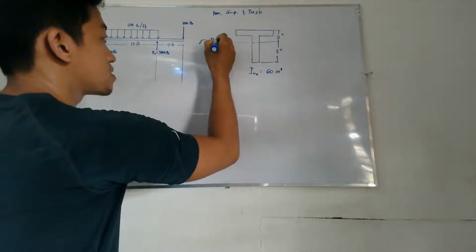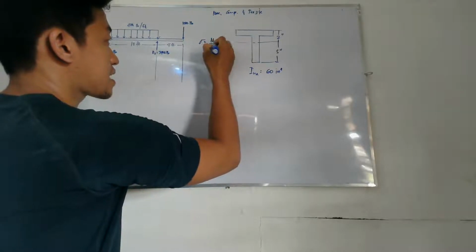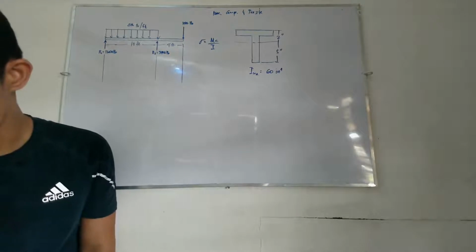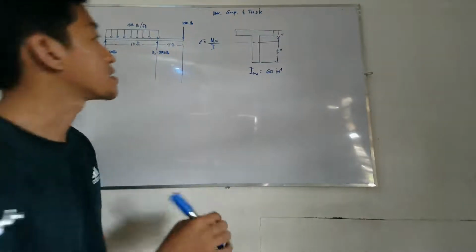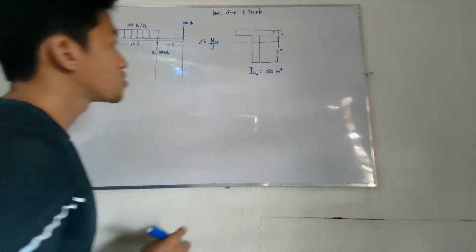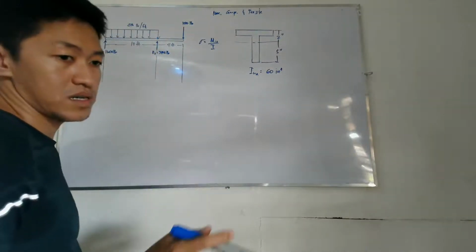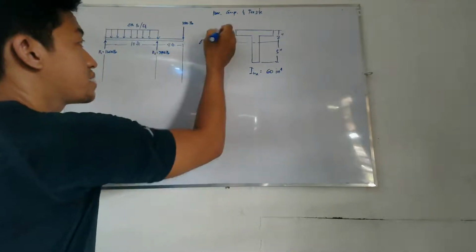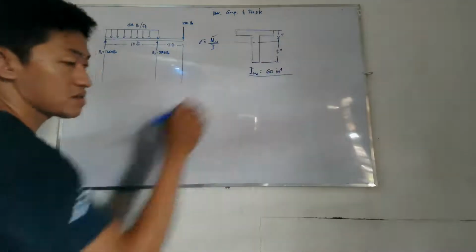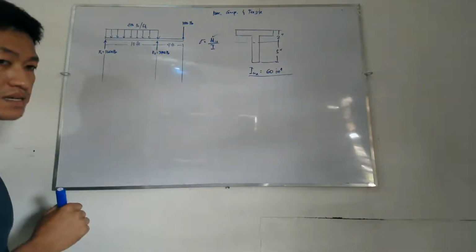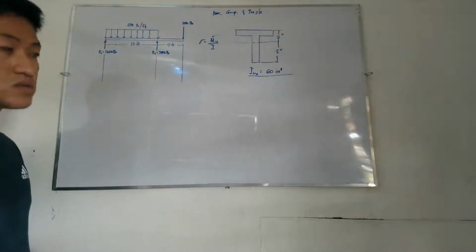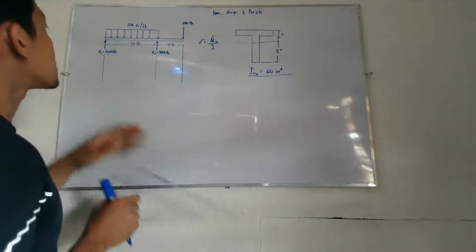MC over I. Right? MC over I, or My over I. Pareha na. My over I. Okay, so ang ano na lang ani is ang moment. Ang moment na lang. Given naman ang moment of inertia. So kuhaon na nato ang moment ani.